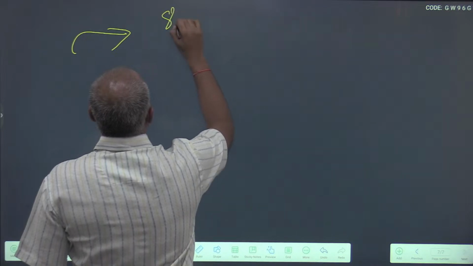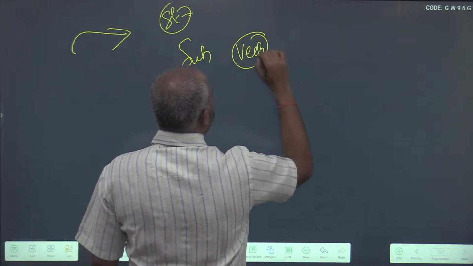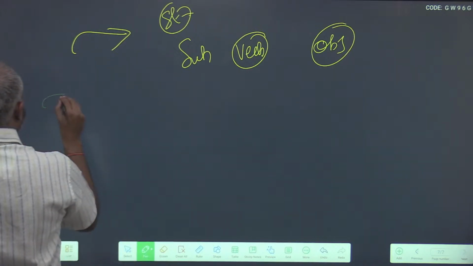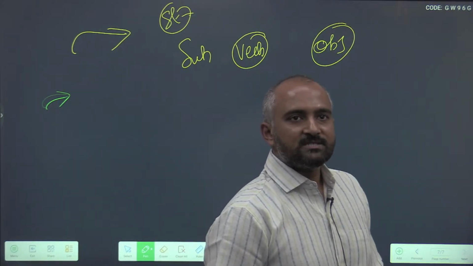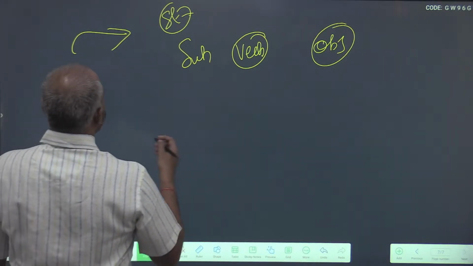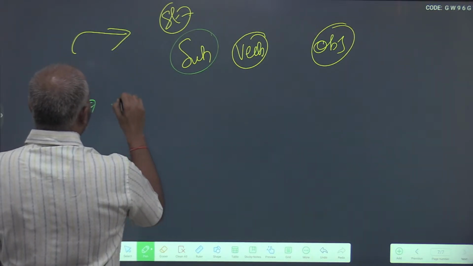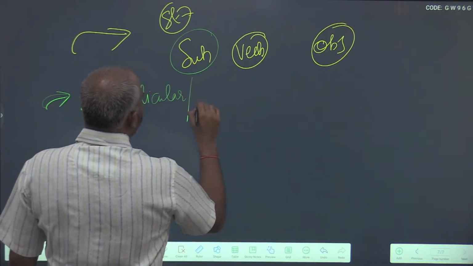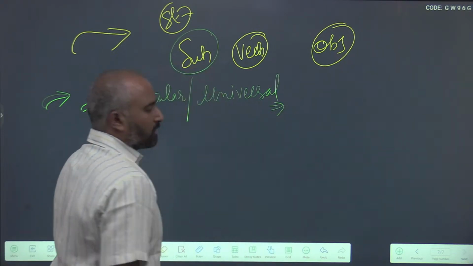So every statement in syllogism has a subject, a verb, and an object. I hope the first part is clear. Now let us introduce one more category, which is particular or universal.